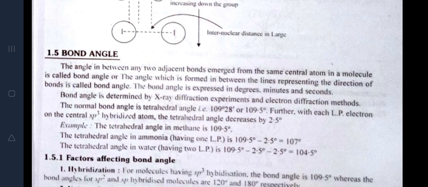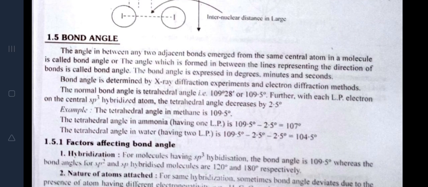Now the bond angle. The angle between the two adjacent bonds emerging from the same carbon atom in a molecule is called bond angle, or the angle which is formed between the lines representing the direction of the bonds is called bond angle. The bond angle is expressed in degrees, minutes and seconds. Bond angle is determined by the X-ray diffraction experiment and the electron diffraction method.